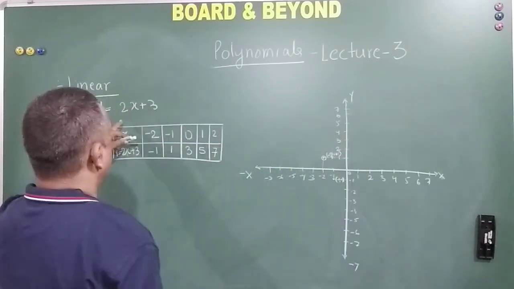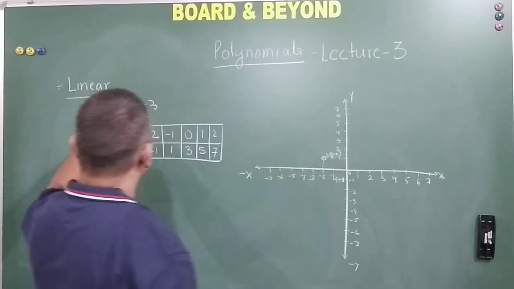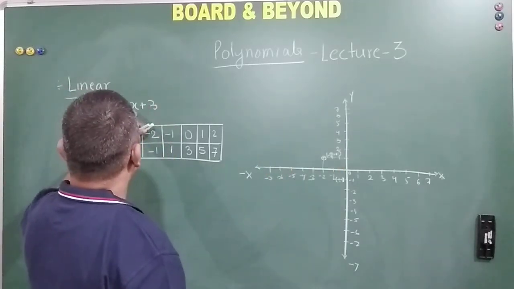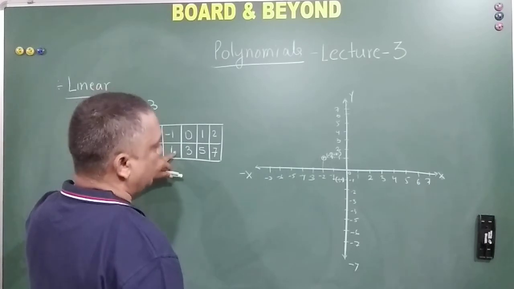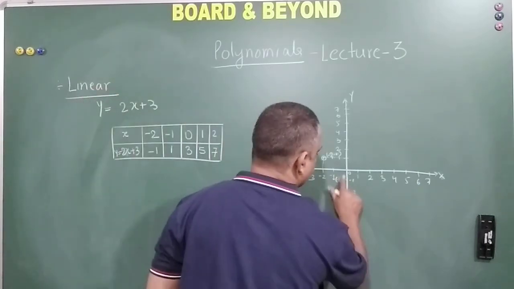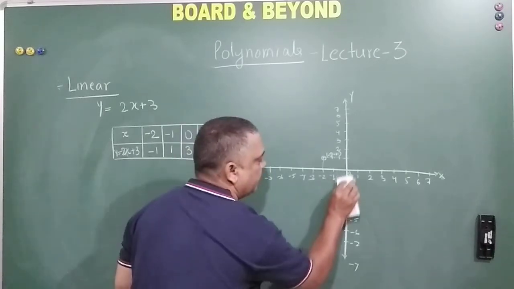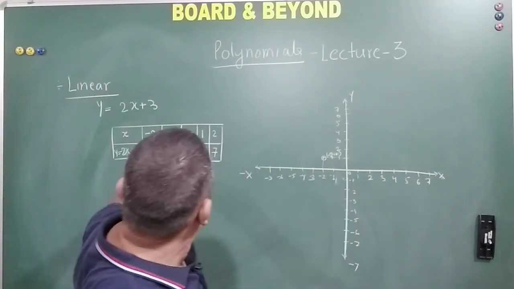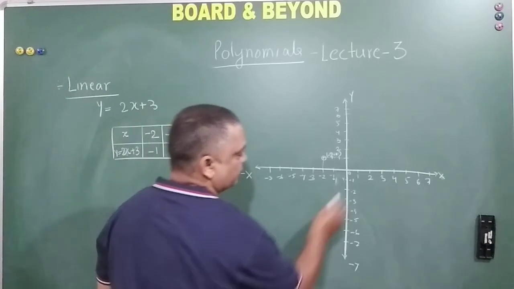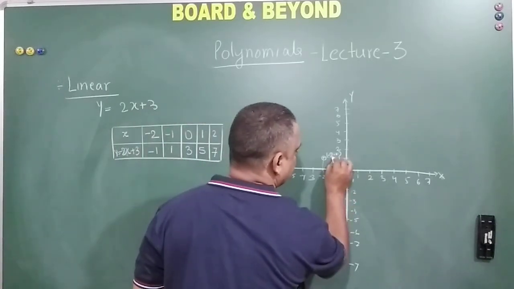Okay, one second, my friends. Minus 1, if I write here, it is minus 2. Sorry, it is minus 1 and plus 1. I have plotted it wrong. I'm so sorry. Second point is minus 1 and plus 1. So minus 1 and plus 1 is here. This point.